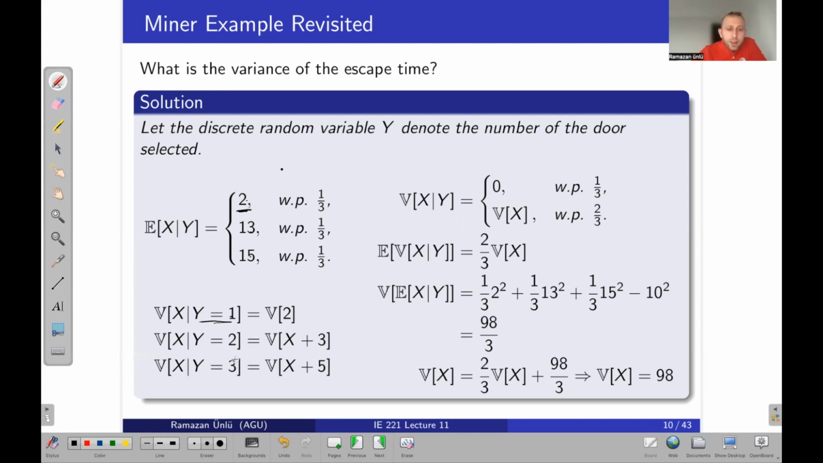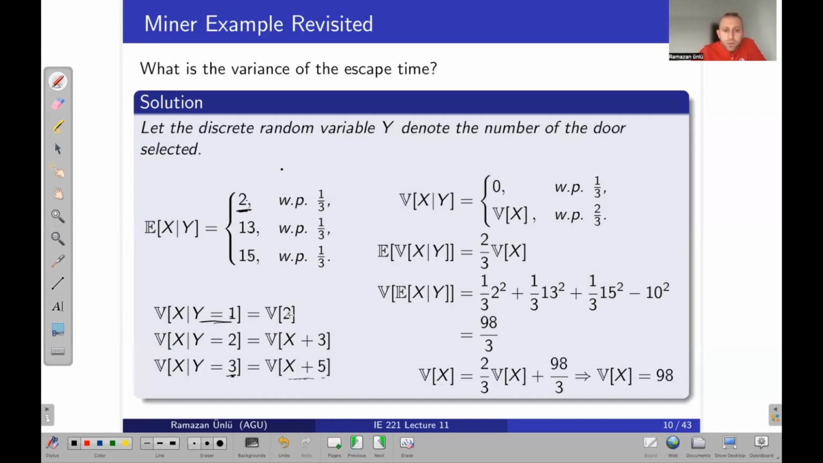If he chooses the second door, that means y will be 2. The variance will be the variance of x plus 3, right? Because if he chooses the second door, he will spend 3 hours and he will come back where he started. And again, there will be another x because he needs to choose another door. So that means we will have another x value. So that's why I have to calculate the variance of x plus 3. And for the last one, I have to calculate the variance of x plus 5. Because remember, in the third door, he will spend 5 hours.